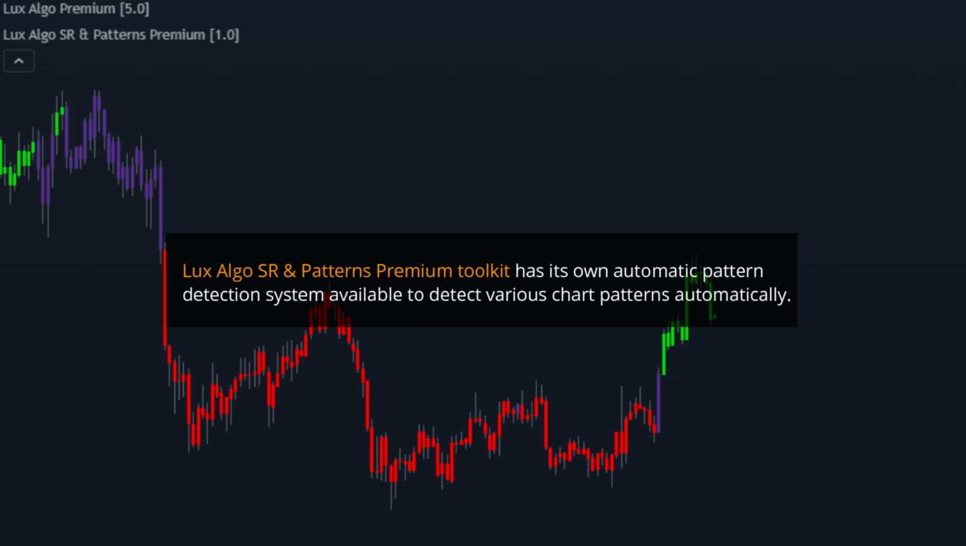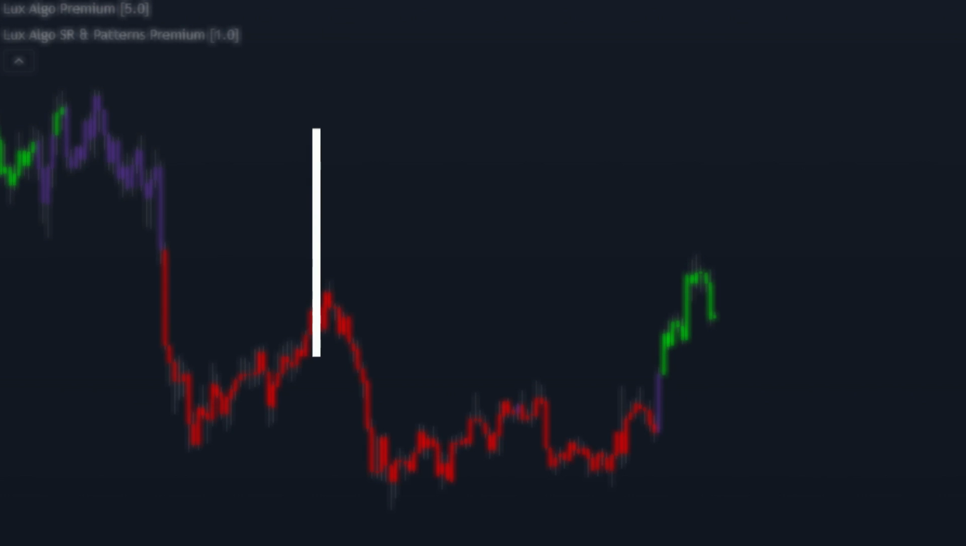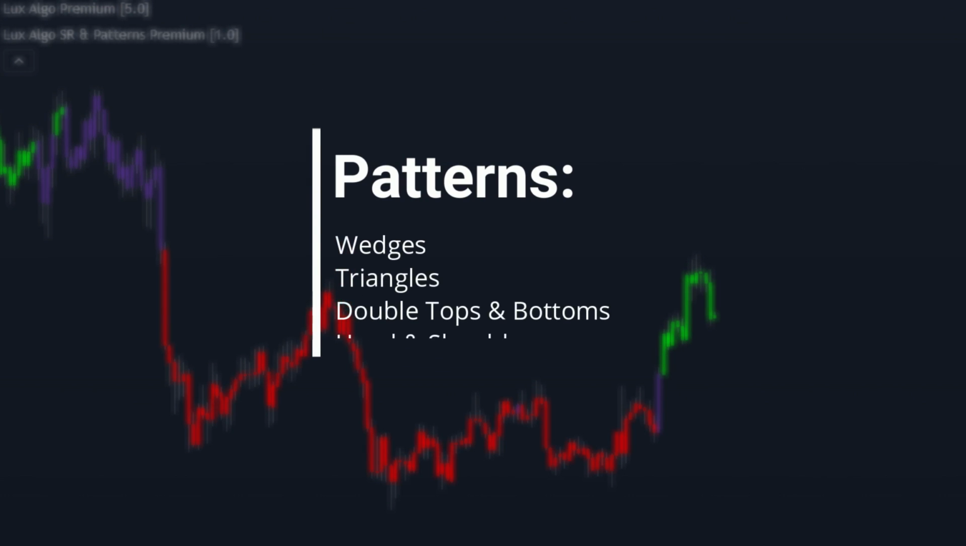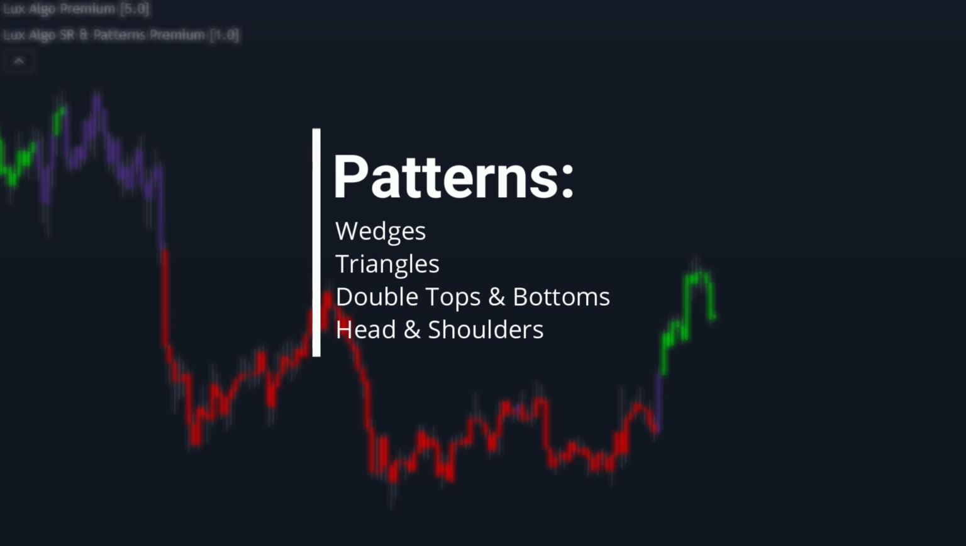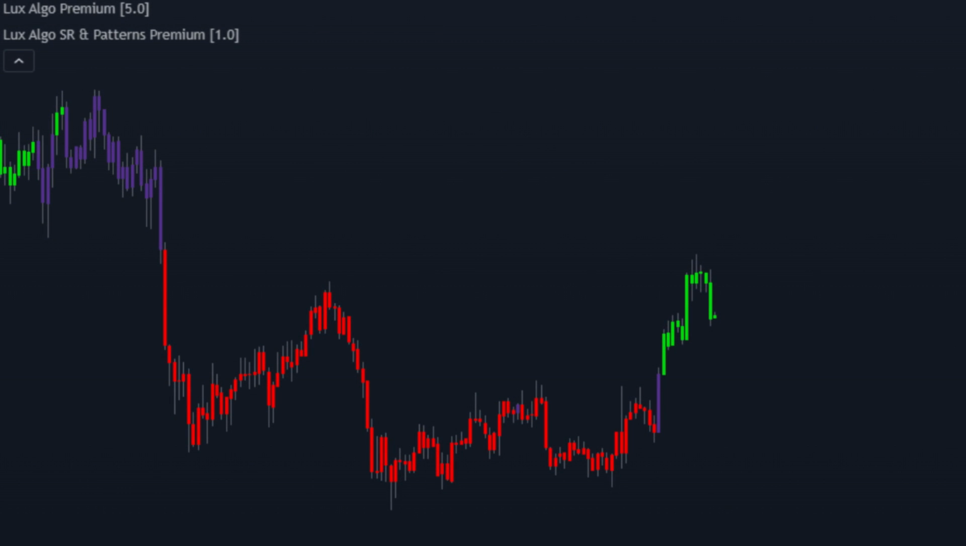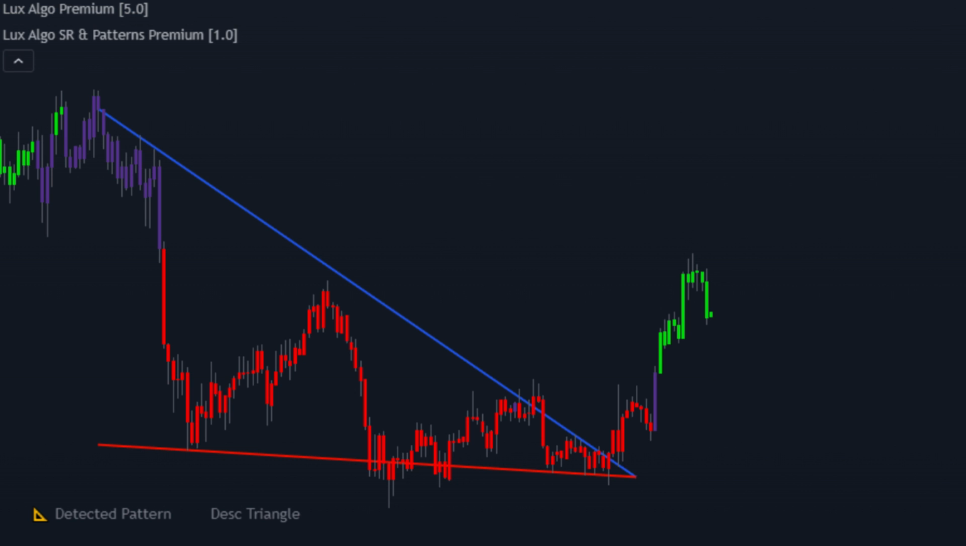The Lux Algo SR and Patterns Premium Toolkit has its own automatic pattern detection system available to detect various chart patterns automatically. The method can detect patterns such as wedges, triangles, double tops and double bottoms, head and shoulders. When a pattern is detected, it will be highlighted on the chart with solid lines.